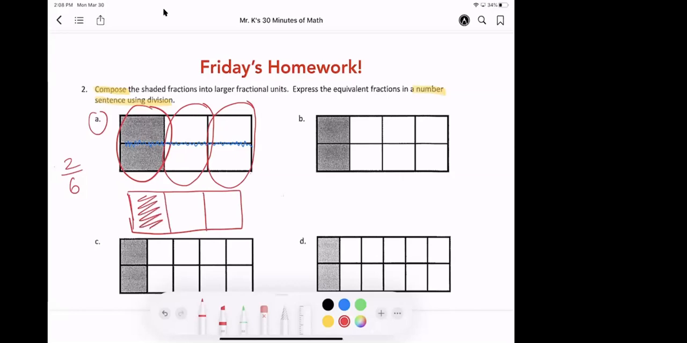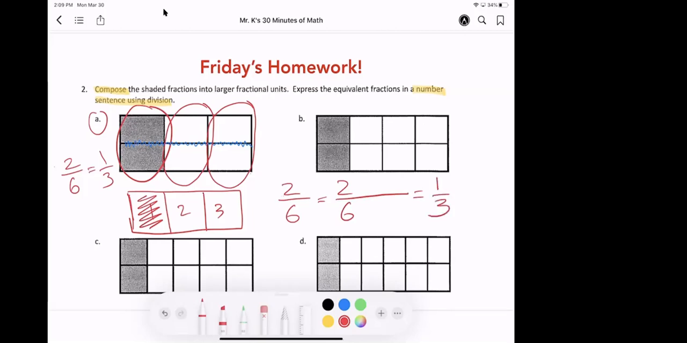So now how many equal pieces do we have? 1, 2, 3. So now we're talking about thirds, and how many of those are shaded? 1. 2/6 equals 1/3. But we're not done, because remember, we had to show it in a number sentence using division. So 2/6 is the same as, now we know it's going to turn out to be 1/3 based upon our drawing.